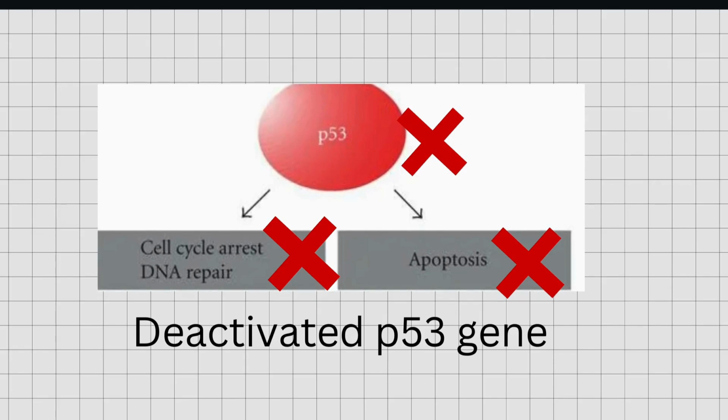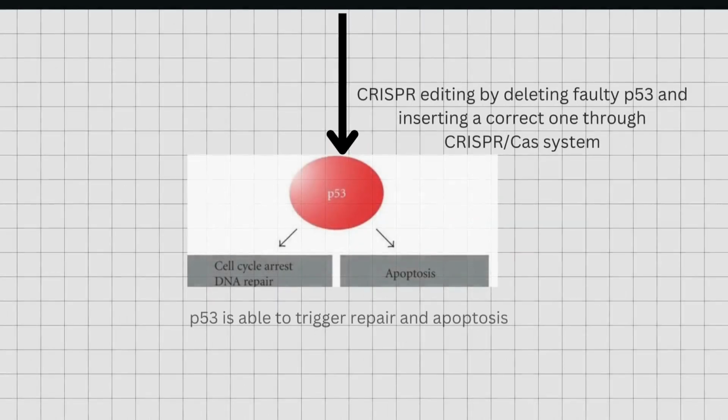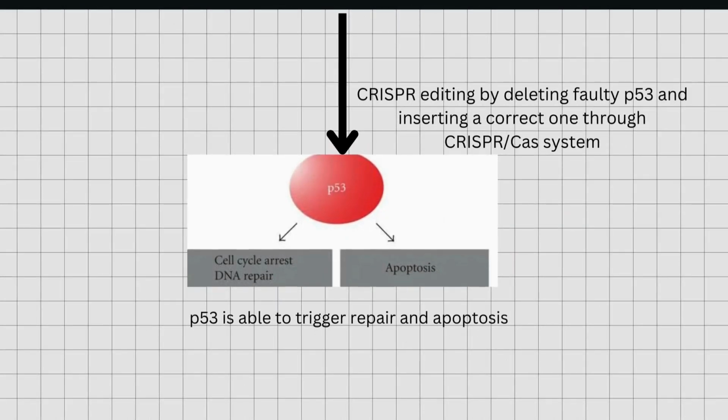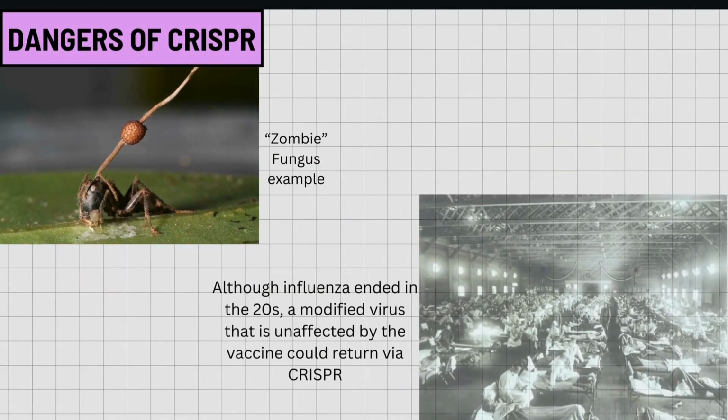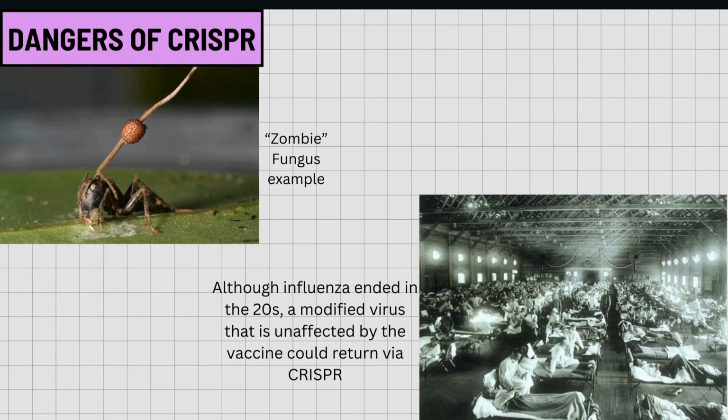For example, back from Unit 4, we learned about how p53 activates cell cycle arrest in cells during the G0 checkpoint. However, when it is deactivated, oncogenes are free to undergo mitosis, which is cancer. Using CRISPR, you can insert a correct p53 back into the genome to stop oncogenes from undergoing mitosis and reactivate the ability to perform apoptosis. However, because of this great power to change the world, there are some major implications of CRISPR's use as a bioweapon.